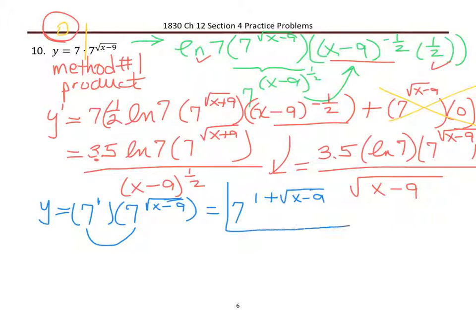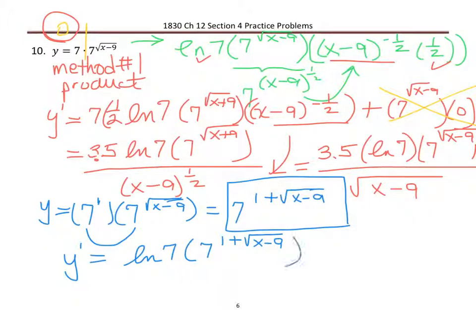And so that means this is y. And if that's the case, then y prime is once again the natural log of 7 times 7 to that power times the derivative, and the derivative of 1 is 0, and the derivative of the square root of x minus 9 is 1/2 for the square root times x minus 9 to the 1/2 minus 1, which is negative 1/2 power.